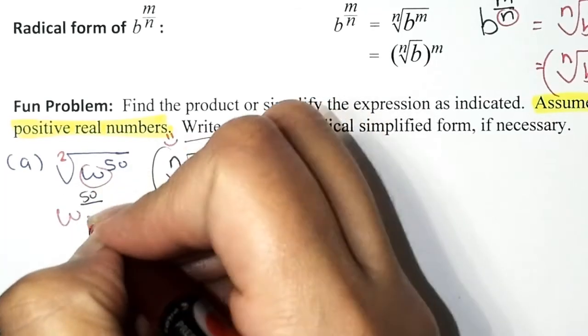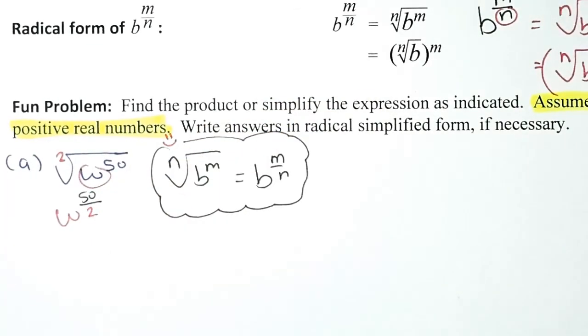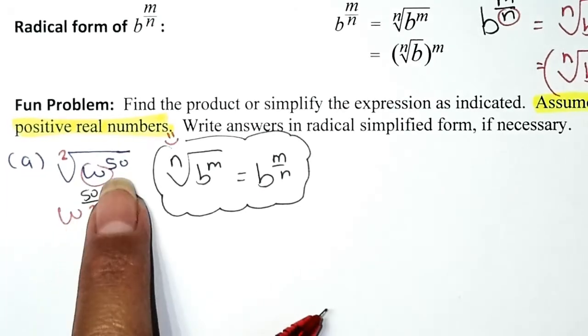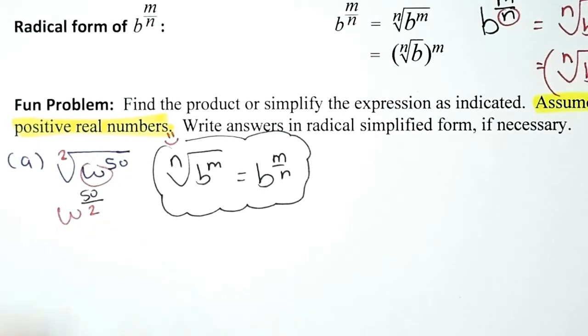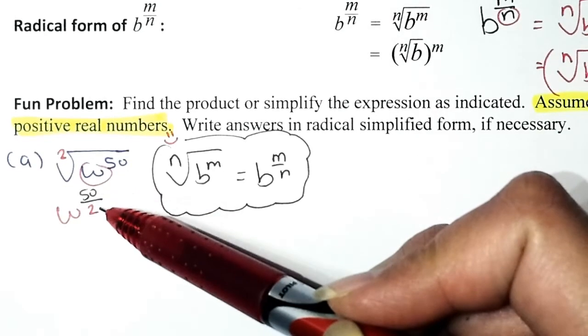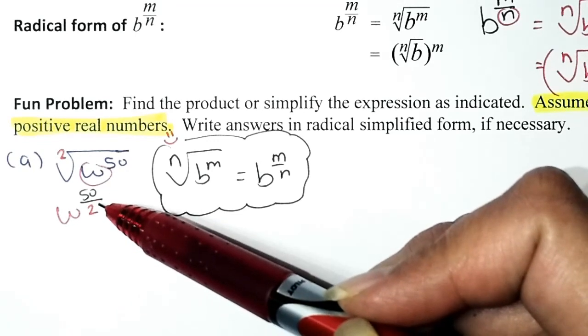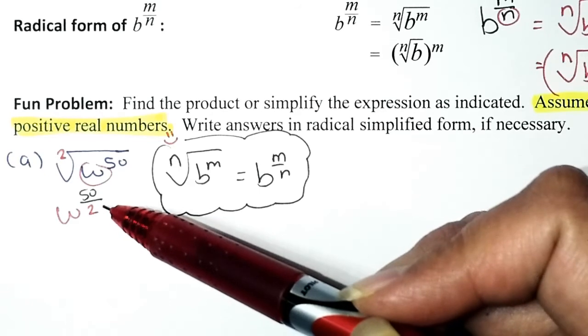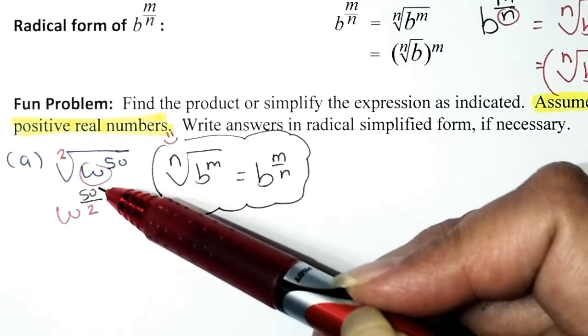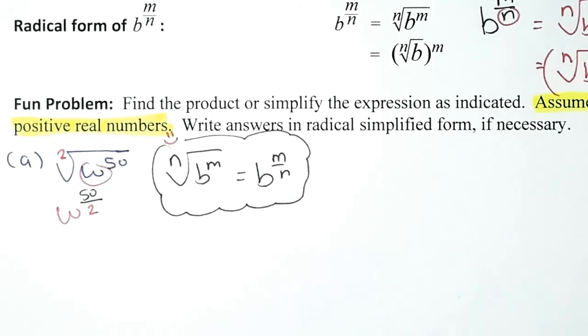So in this case, we're going to write the square root of w to the 50 as the base raised to the current exponent divided by the index. And this is how we're going to simplify the radical. We're just going to divide. If it gives us an integer, then we write that integer exponent. And if it doesn't, then we'll highlight the quotient and the remainder. But lucky for us, the quotient of 50 and 2 gives us a clean number, 25.